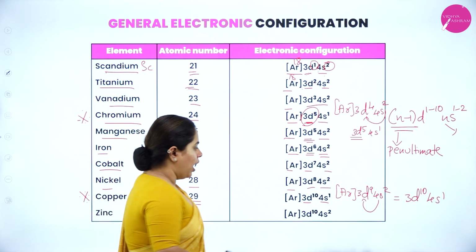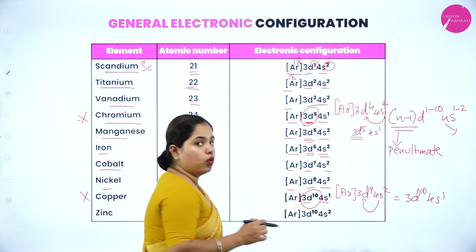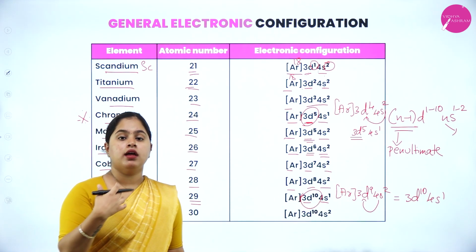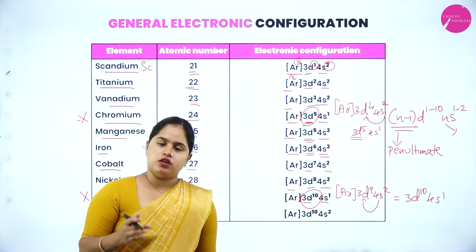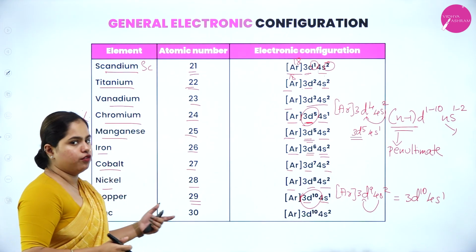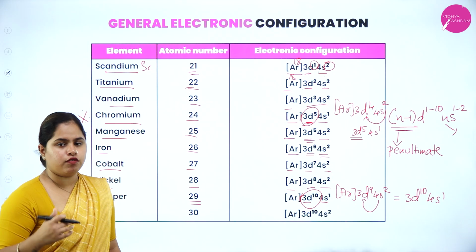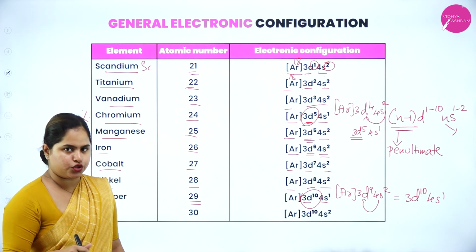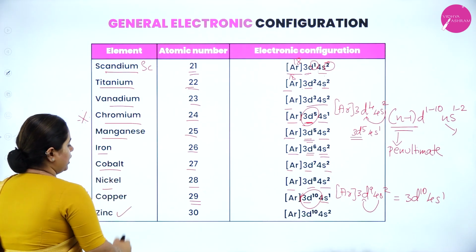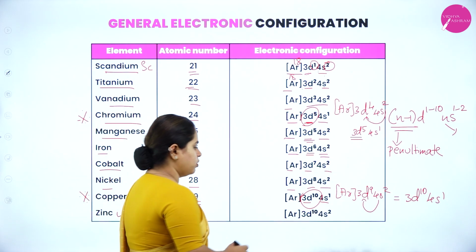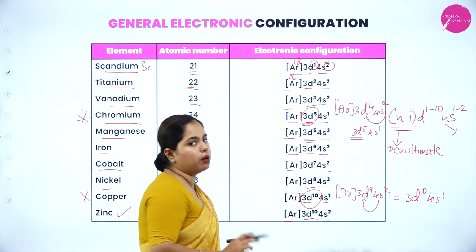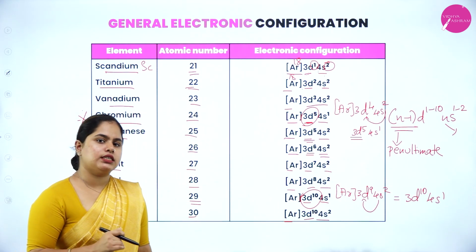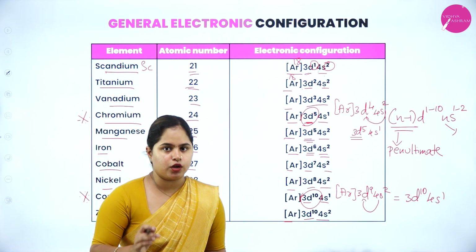Now, as it is getting 3d10, what you can understand from here is that it is going to get a completely filled d orbital. Because of that, the electronic configuration of copper will be 3d10 4s1 and not 3d9 4s2. Now the last one is zinc. Atomic number is 30. It is of course argon 3d10 4s2, completely filled orbitals. Hence it is not considered as a transition element. I hope it is clear.